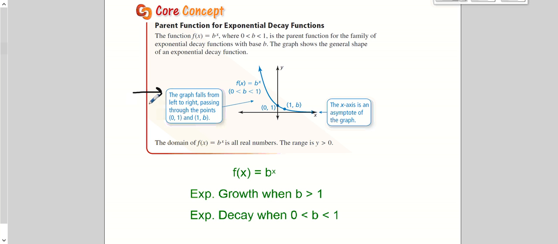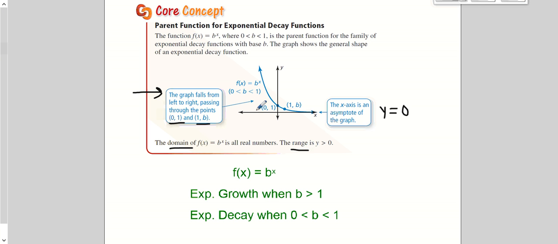Notice the graph falls from left to right, passing through the points 0, 1, and 1, b. And the x-axis is the asymptote. So that asymptote is still y equals 0, the x-axis. The domain is all real numbers. The range is y is greater than 0.